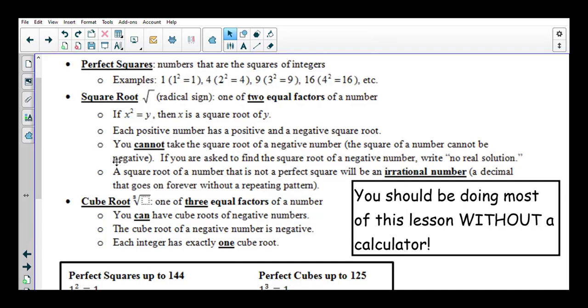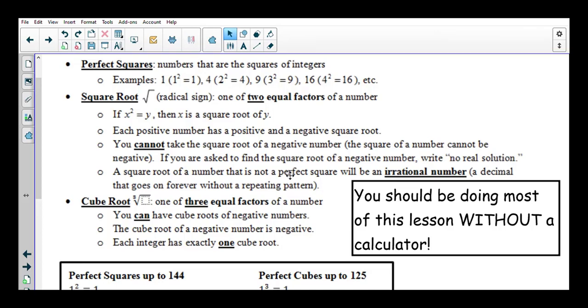This bullet is important here. You cannot take the square root of a negative number. The square of a number cannot be negative. So if I take any number and I raise it to the second power, it cannot get me a negative value. So if I say, what's the square root of negative 8? What's the square root of negative 4? What's the square root of negative 2,000? We will say that there's no real solution. We also say does not exist, so we'll talk about that in a few moments.